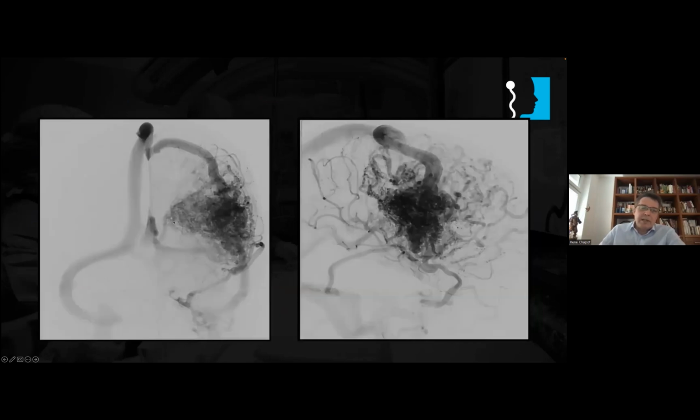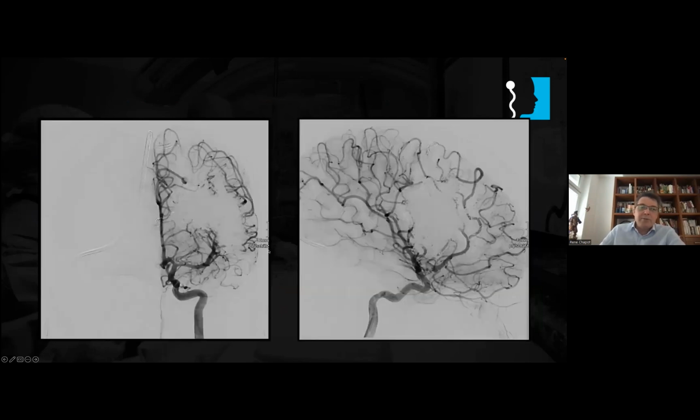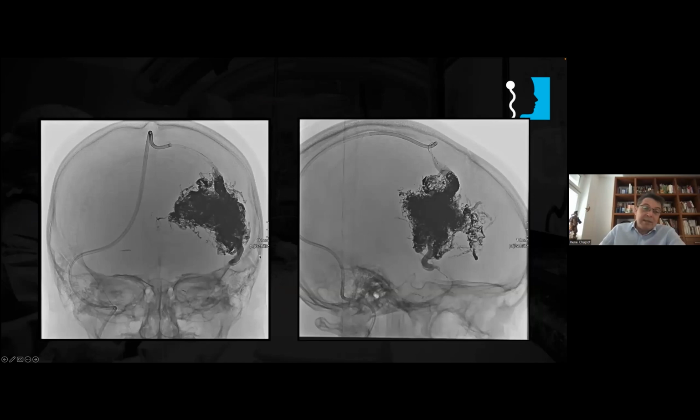This is now a change from corpus callosum to insula. Insular AVMs are very well to be treated. But of course, it takes many sessions.